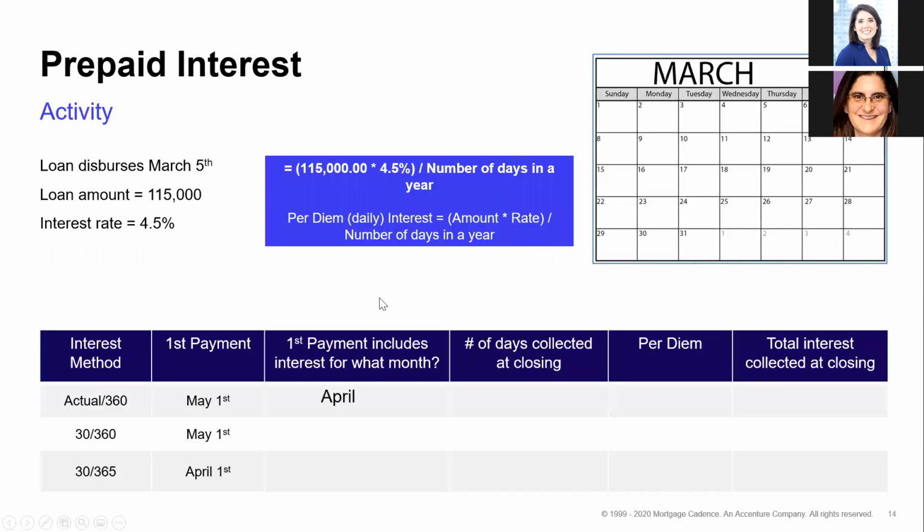So let's do a couple of activities. So now if the first payment is May 1st, okay, and we're using an interest method of actual/360, the first payment includes interest for April. In this example, my loan disbursed March 5th. So how many odd days do I have? March 5th, I'm doing actual days. That's my interest method. Okay.